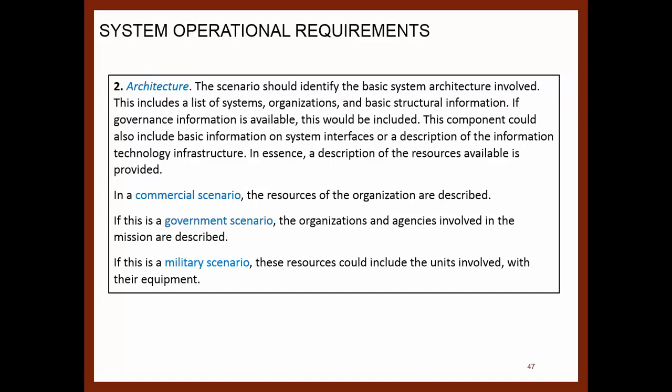If governance information is available, this will be included. The component could also include basic information on the system interfaces or a description of the information technology infrastructure. In essence, a description of the resources available is provided. In a commercial scenario, the resources of the organization are described. In a government scenario, the organizations and agencies involved in the mission are described. In a military scenario, these resources could include the units involved with their equipment.